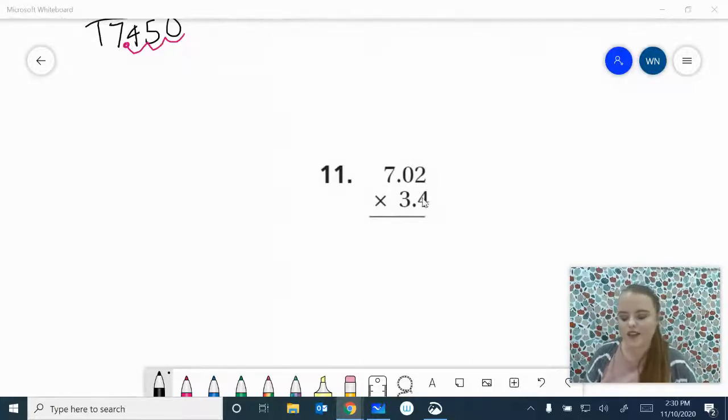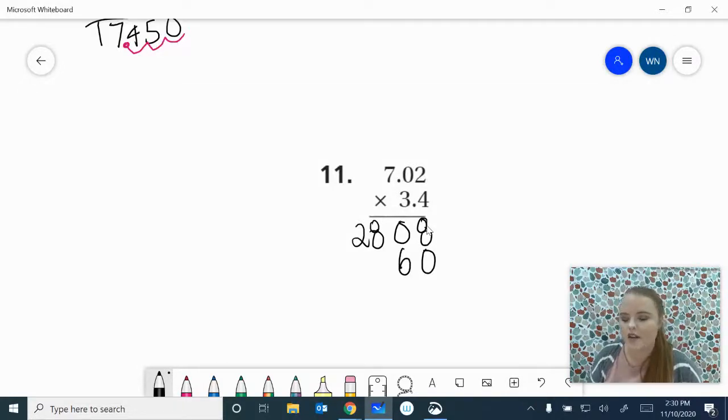Looking at this one, go ahead and work on it and come on back. All right, so 2 times 4 is 8. 4 times 0 is 0. 4 times 7 is 28. Let's bring that 0 down. 3 times 2 is 6. Make sure you put your 0 placeholder there. 3 times 0 is 0. 3 times 7 is 21.